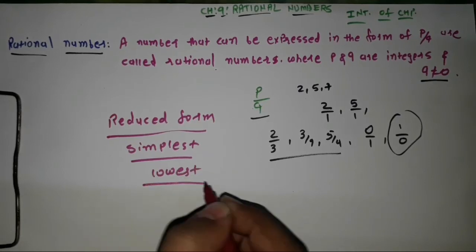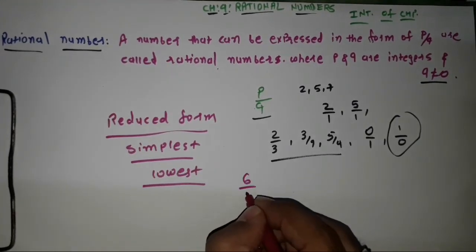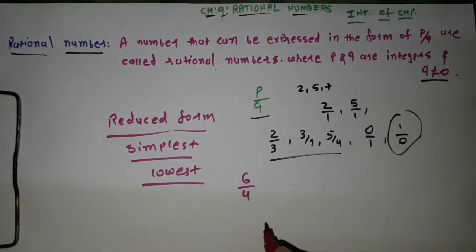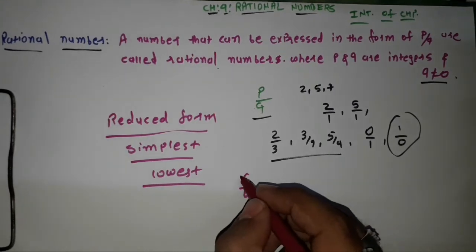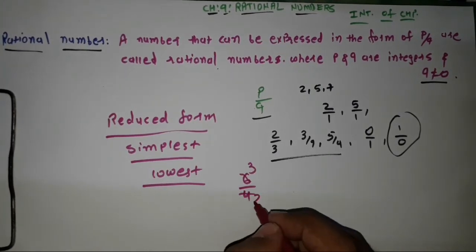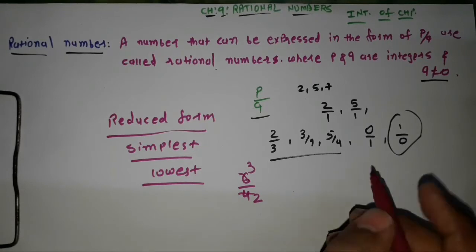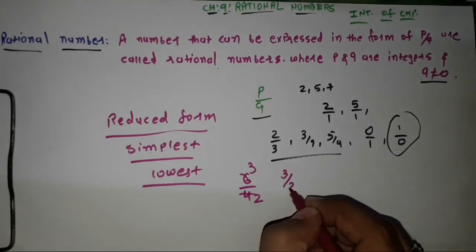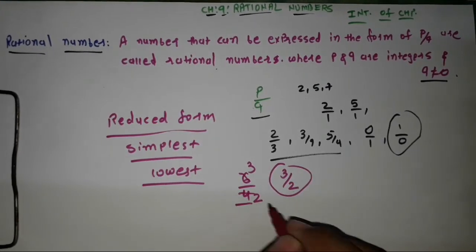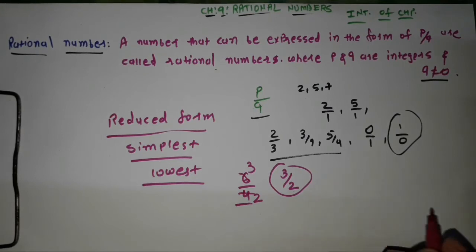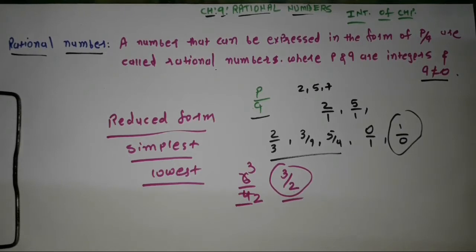For example, this 6 upon 4 is there. So 6 upon 4, we can write this as 2 3s are 6 and 2 2s are 4. We can't cut further. So this 3 upon 2 is the lowest form for this rational number. Similarly, we can say simplest form and reduced form, or this is also called standard form. We have to divide the particular rational number, or cut, till we can cut.